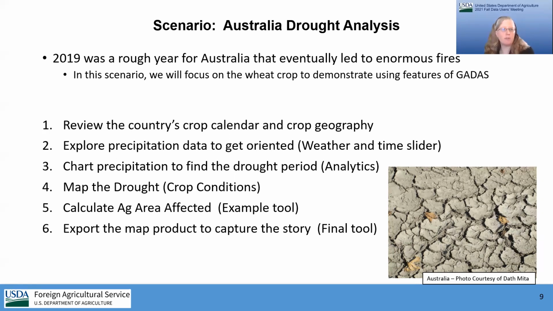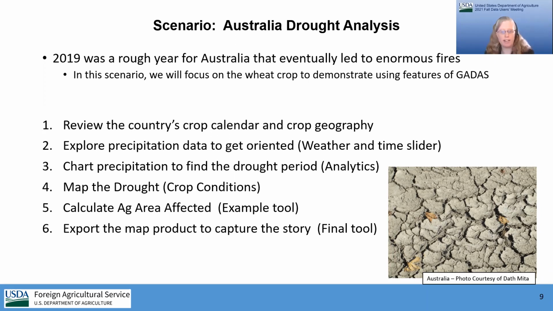First, we're going to review the country's crop calendar and crop geography. Second, we'll explore precipitation data to get oriented, and this will give me a chance to show you how to use the time slider. Third, we'll chart precipitation to find the drought period in our map analytics tool. Fourth, we'll map the drought. So going back to the web map under the crop conditions category, I want to highlight one of those data layers. Fifth, we'll calculate ag area affected.